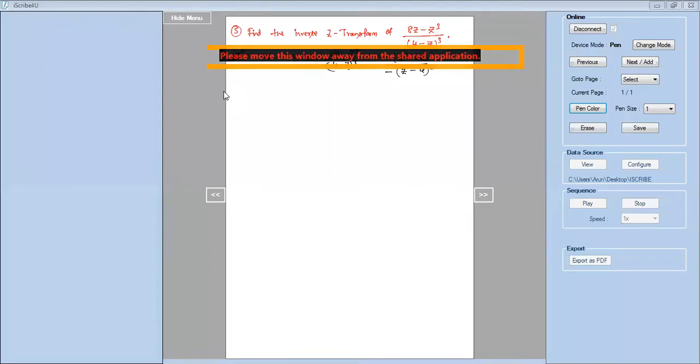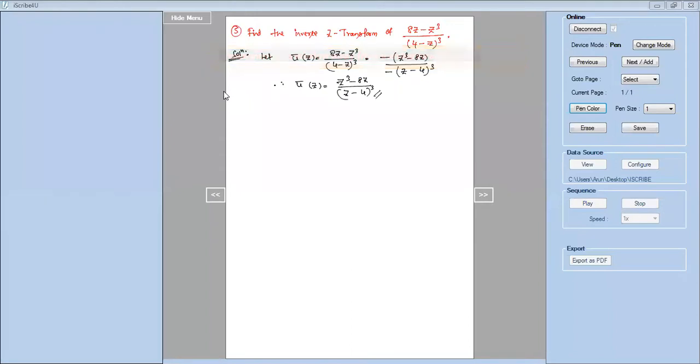So therefore you get u bar of z is equal to z cube minus 8z divided by z minus 4 whole cube. Okay, so I'll write the problem in this form. I'm going to rewrite it like this. The advantage of writing this one is the problem will be in the standard form.